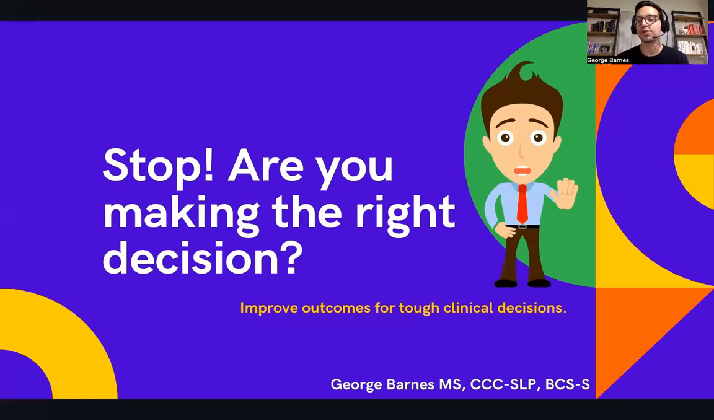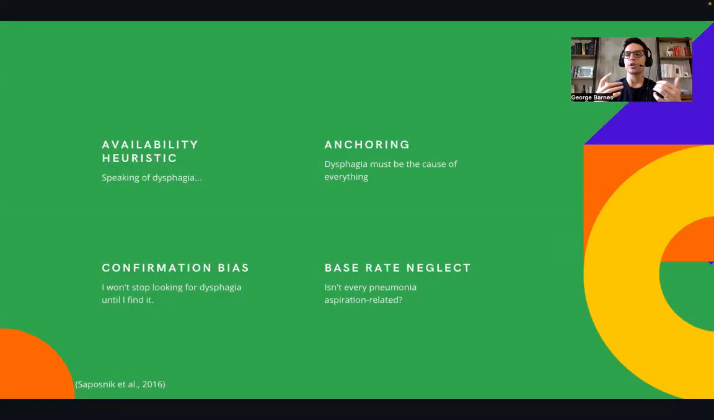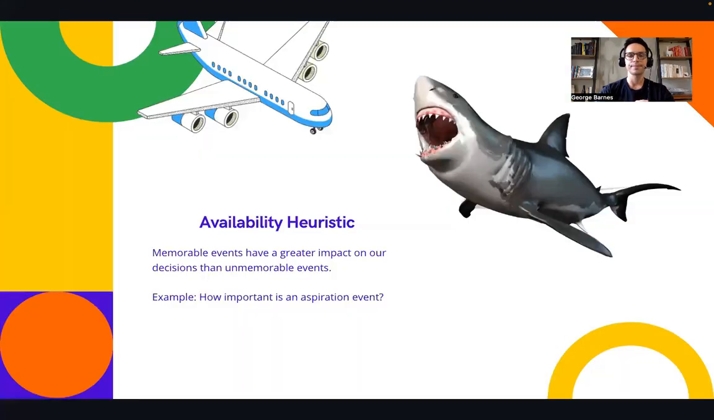That is what this talk is all about, because I believe that we make decisions that have outcomes that really matter to our patients. Okay, so we're going to talk about specific biases and heuristics, and these are, again, our cognitive patterns of thinking. We all fall victim to them. It's important to recognize that before we talk about ways that we can overcome these barriers. So the first four: availability heuristic, anchoring, confirmation bias, and base rate neglect.